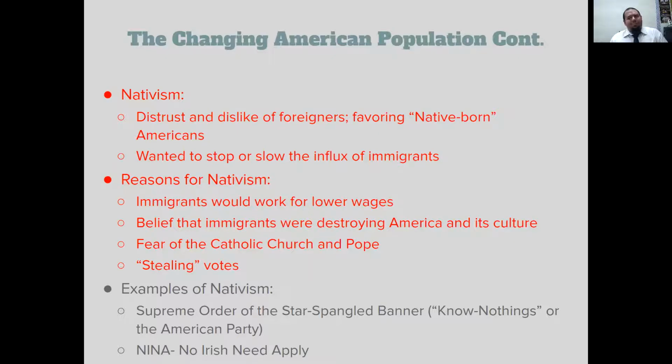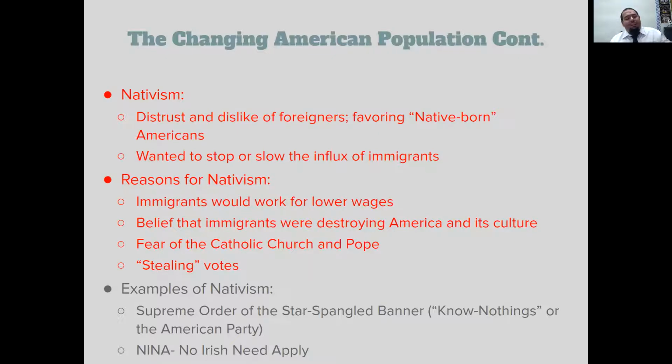So it's confusing, right? But nativists wanted to slow or stop the influx of immigrants coming. Reasons for it: immigrants would work for lower wages, so they would kind of take jobs away from the people because they would work for pennies on the dollar. There was also a belief that immigrants were destroying America and its culture, and that comes up time and time again in the United States.